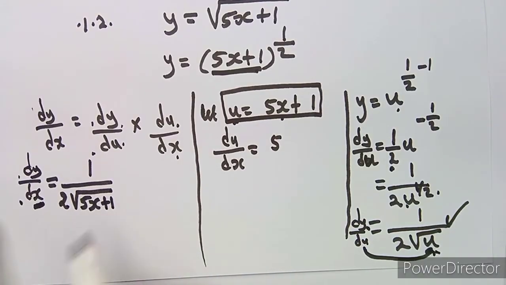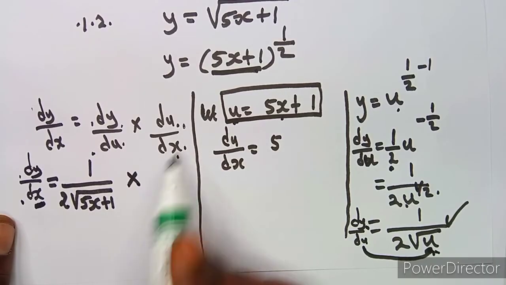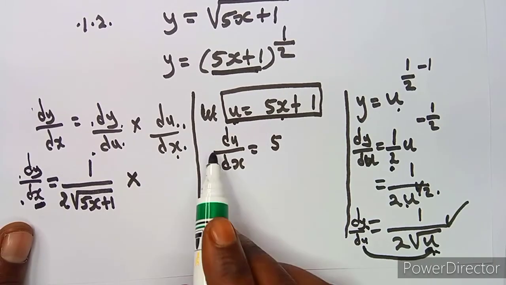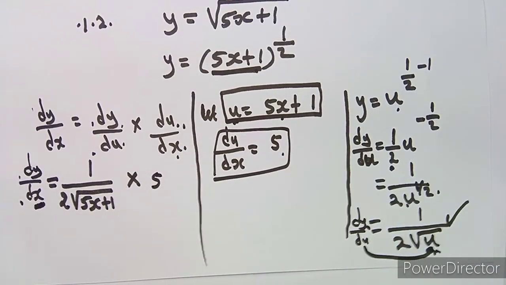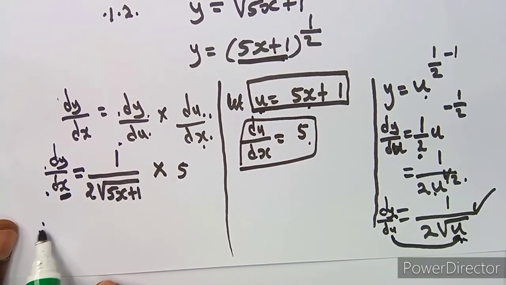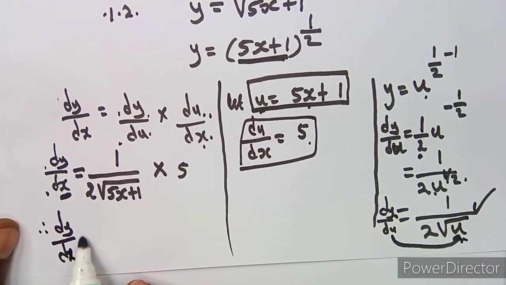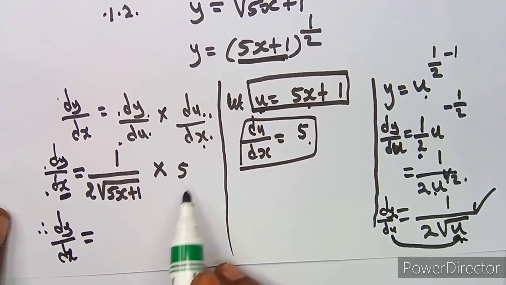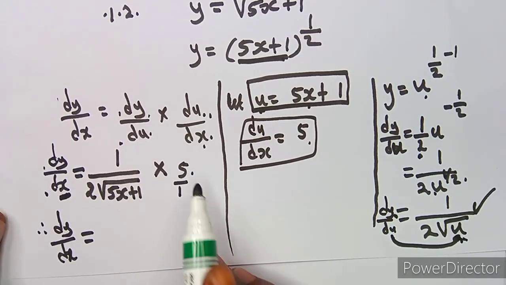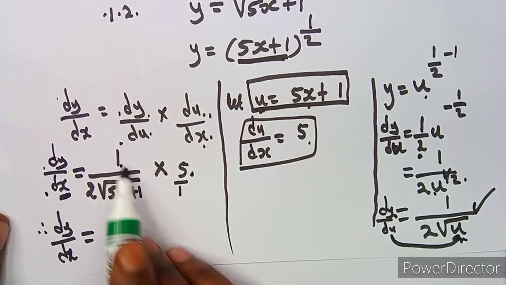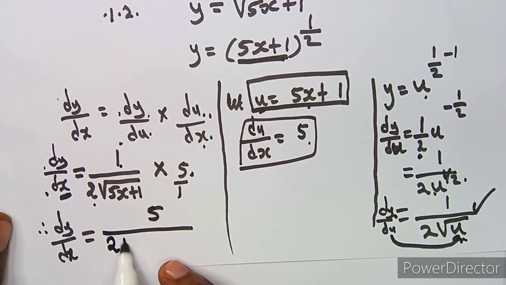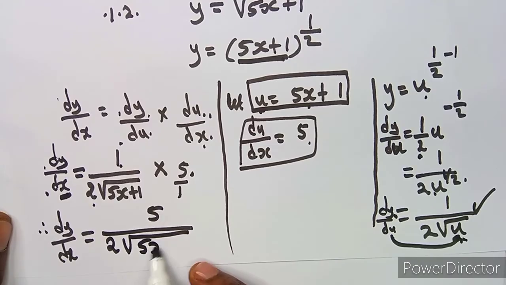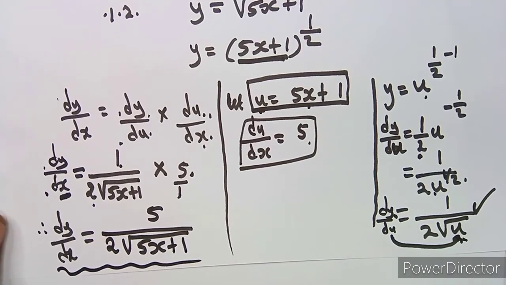Take note at this stage, guys. Multiply by du dx, this is the part that we obtained here. du dx gave us 5, so you're going to multiply by 5. So that means your dy dx, because 5 is the same as 5 over 1, you multiply the numerators, 5 times 1, which is 5, over 1 times 2 square root of 5x plus 1. So this is going to be your dy dx.